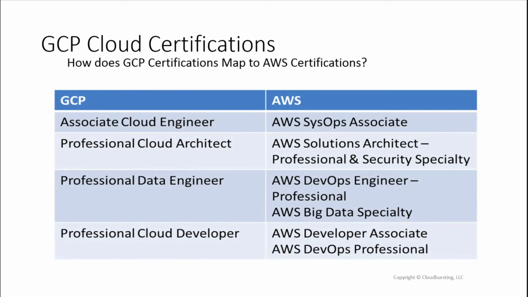Now, when we compare, for example, the Cloud Engineer, we want to look at the AWS SysOps Associate as being as closely related as possible. The Cloud Architect is really a combination of the AWS Solutions Architect Professional and the AWS Security Specialty. The Data Engineer is a combination of the DevOps Professional and Big Data Specialty. And lastly, the Google Cloud Developer is really, when we look at AWS, a combination of the Developer Associate and the DevOps Professional as well.